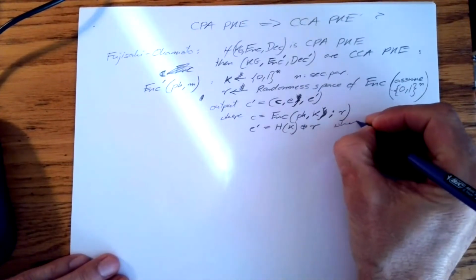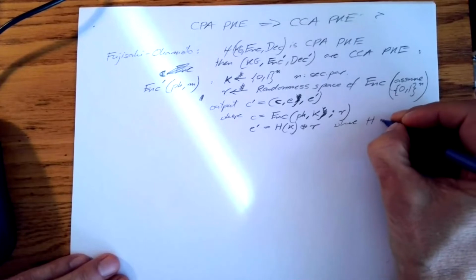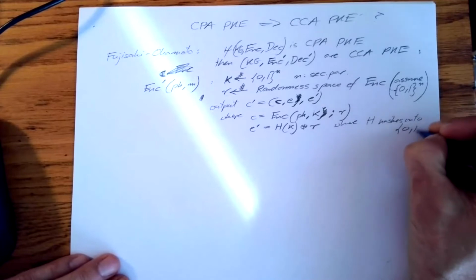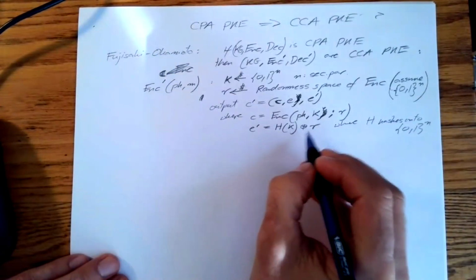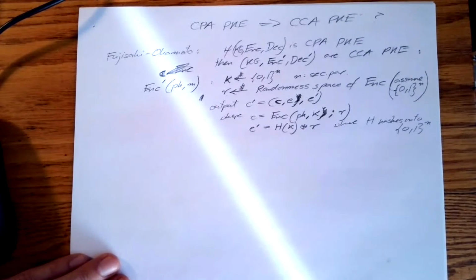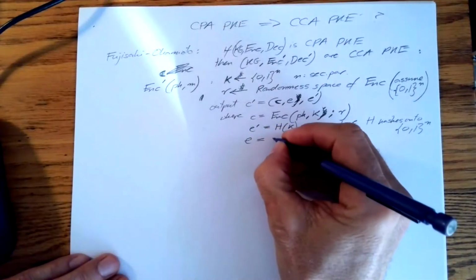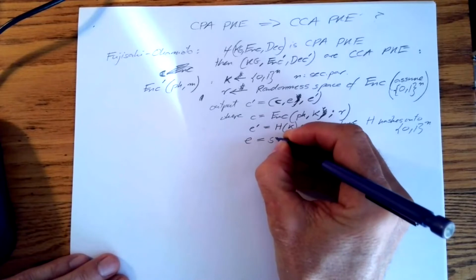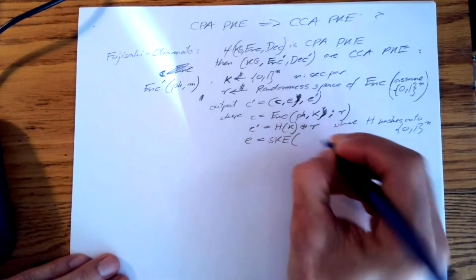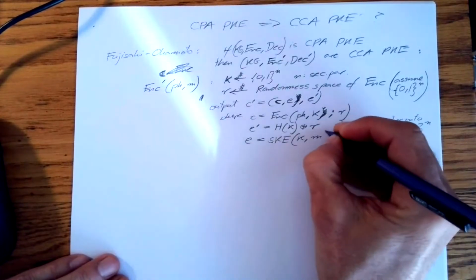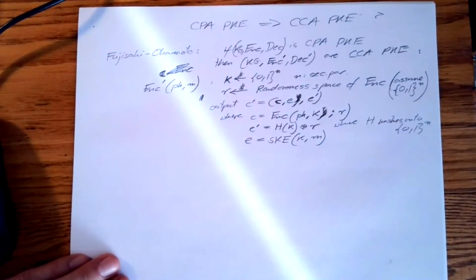And here, H hashes onto the same space like this, so I can have an XOR. And E is just a symmetric key encryption using key K and message M. And that's it. Okay.